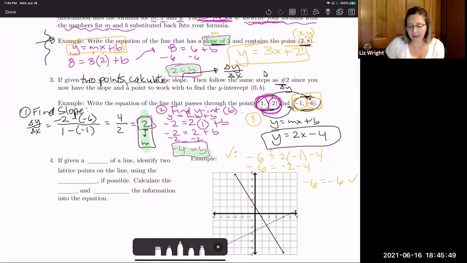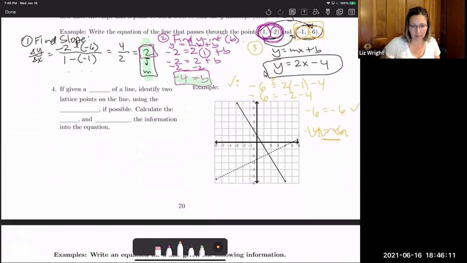If instead I got something over here, maybe I got like -4 equals -6. Well, that's obviously wrong. Like -4 is never going to equal -6. If I got something like that, that would mean I messed up somewhere in my process. You know, some of you are maybe in step 1 or step 2. I would just need to go back and check my work and find out if I did something wrong.